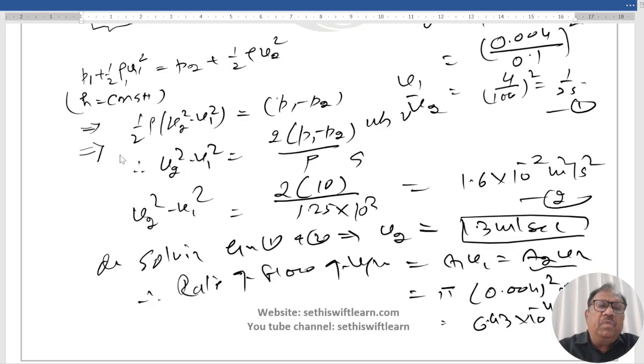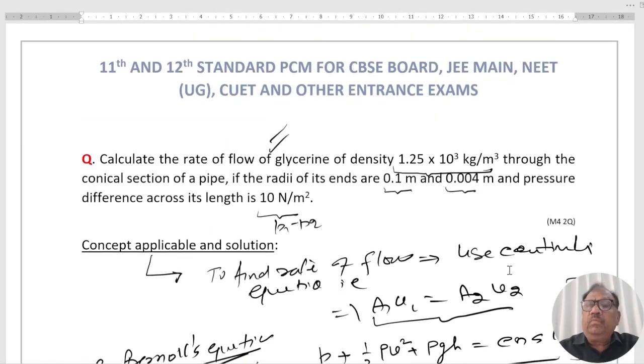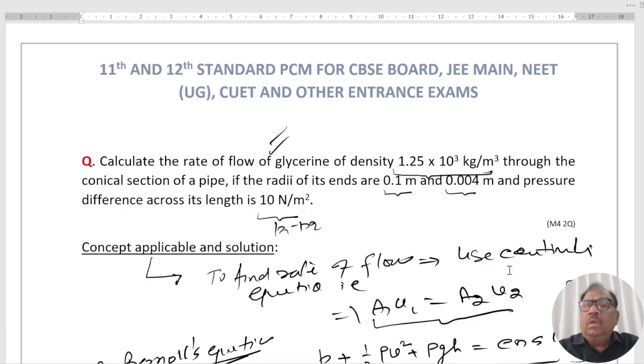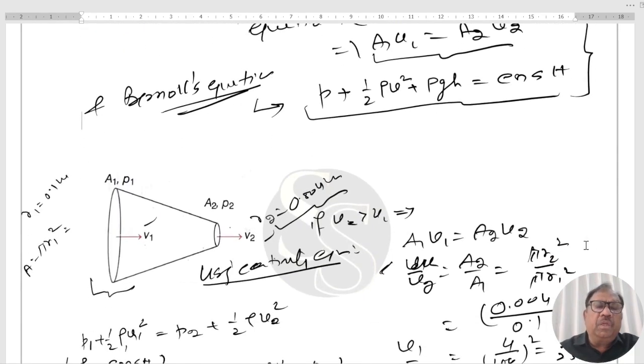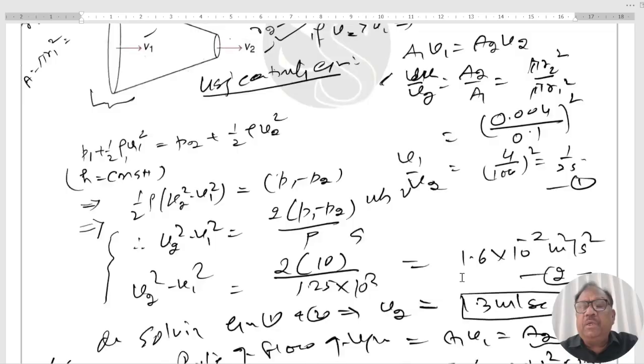I have left the calculation for you. All concepts have been cleared. What was the requirement? To calculate the rate of flow of glycerine. Glycerine is entering here and exiting here. So we can find A1 V1 or we can find A2 V2. First we find the relation between V1 and V2, and another equation to find V1 and V2 by using Bernoulli's equation, keeping H equal to constant. Right? Next question.